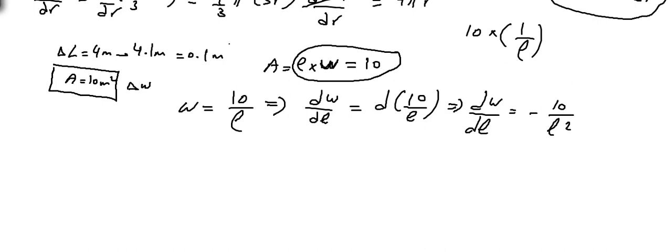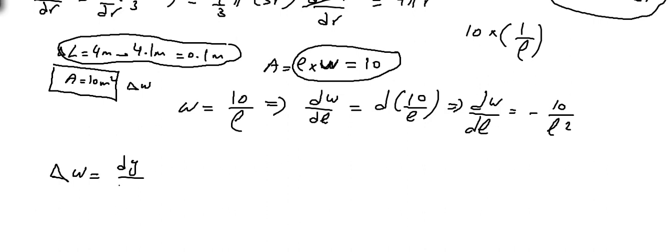Now, what is delta L? Delta L, we found it already, and it is 0.1 meter. And what is delta W? According to our rule above, delta W will be equal to dW over dL times delta L, right? What is dW over dL? We have it, and this is an approximation. All of this is approximation, it's not exactly equal. dW over dL is minus 10 divided by the length squared of the rectangle.